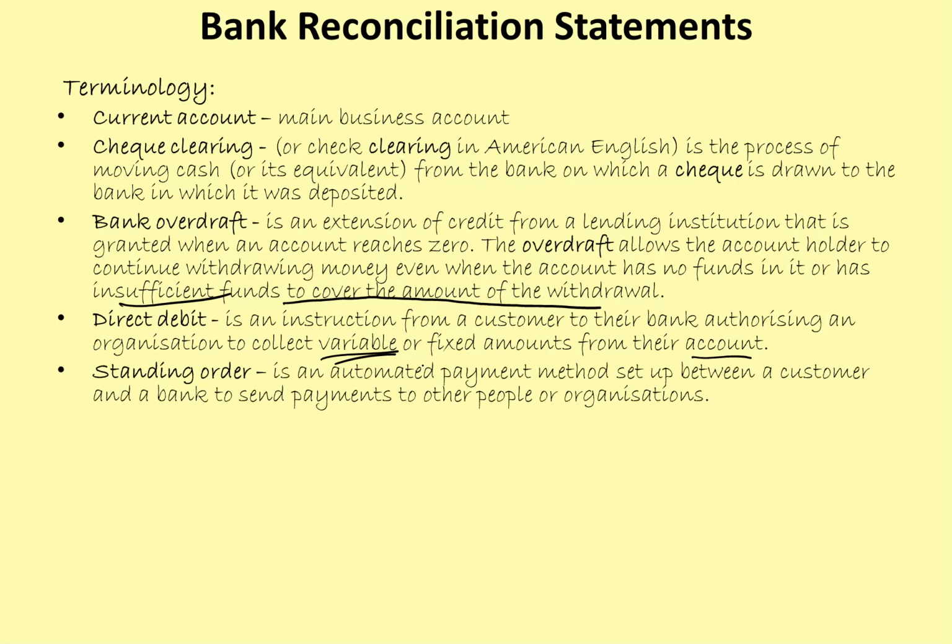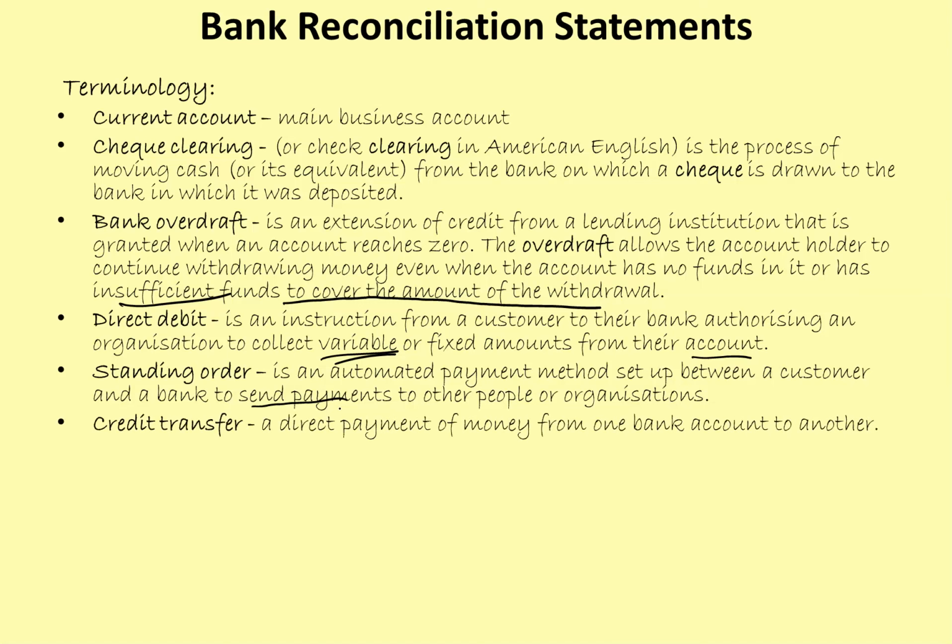A standing order is an automated payment method set up between a customer and a bank to send payments to other people or organizations. Usually they're fixed payments. So for instance, if you had to pay rent and it was €500 per month, you'd set up a standing order to pay €500 per month, and it means you'd never have to worry about forgetting it.